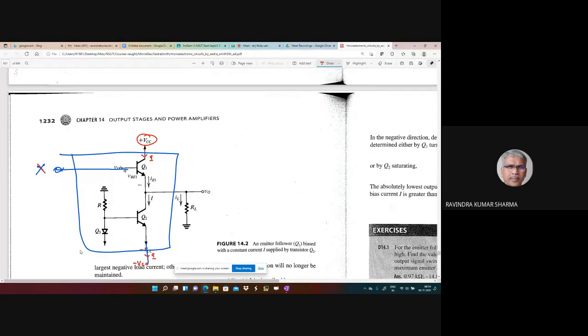When there is no input, output is also nil, so there is no output, but still there is power being consumed. यहां से कितनी पावर जा रही है? प्लस VCC इंटू आई. यहां पर कितनी पावर है? इसको भी आप मॉड में बात करो, this also VCC into I. So total power is how much? DC power, PDC is twice VCC into I. Is that okay?